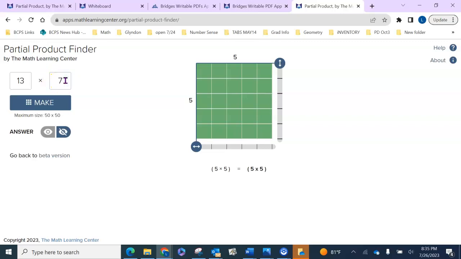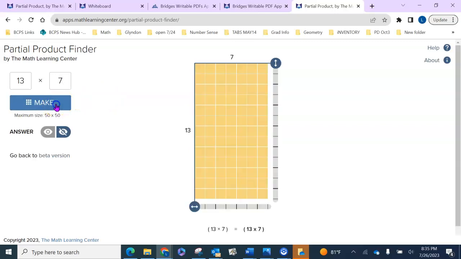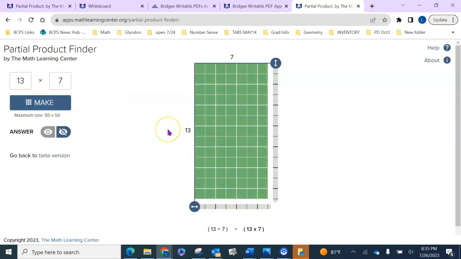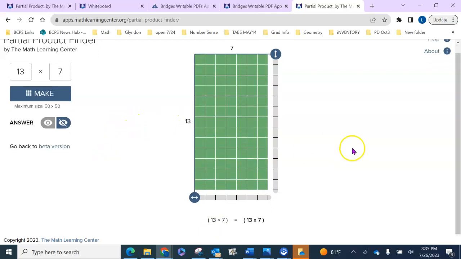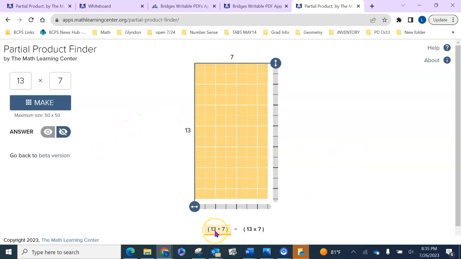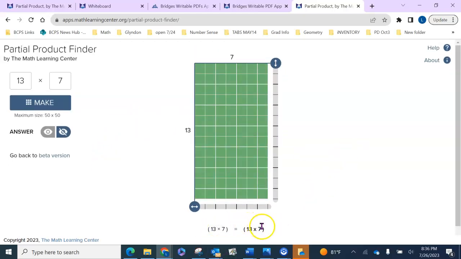This could be something that students see during this unit. If I click on make, it'll automatically make a 13 by 7 array. I have 13 as one dimension and 7 as the other dimension. Looking at the bottom, I can see that I also have that as an equation. 13 times 7, right now it equals 13 times 7.